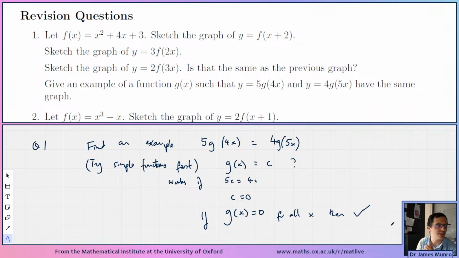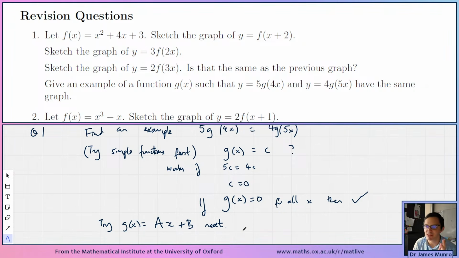Yeah, and there are solutions coming through in chat to try g of x being maybe a times x plus b next. I think that's what I would try next. And maybe this works, maybe this doesn't. In fact, if I plug this in, then it turns out that I want a to be anything, but b has got to be 0.